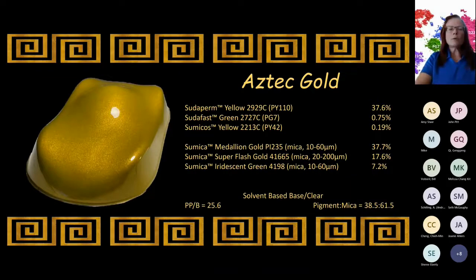Aztec Gold. Here we've moved on to focus on the gold micas that we spoke about, which are the two metal oxide layer system. And here we're combining a larger one to create that sparkle pop with a smaller one, and then we tone it down towards the greener side with the iridescent green mica as well.